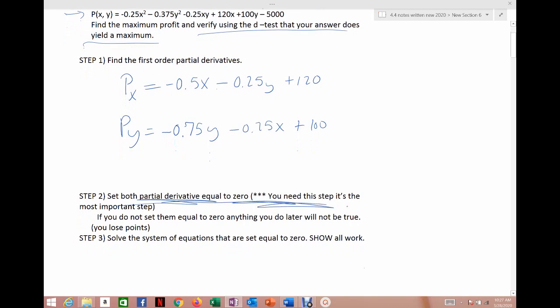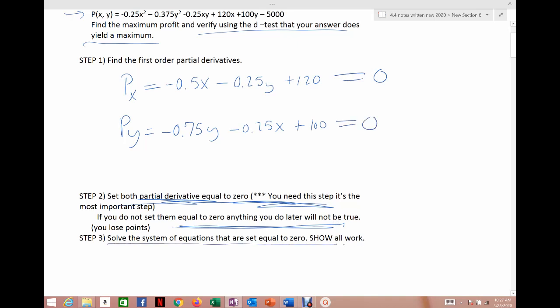Make sure you set them equal to 0. We can only solve for critical values if we set both derivatives equal to 0 and then solve. Right? You have to show that step. It's a key step. Anything you do after that will not be true unless you've set it equal to 0. And so what we'll do is then we'll solve the system. Alright, so step 2. Make sure you set it equal to 0, key step. You don't want to lose points for not showing that.